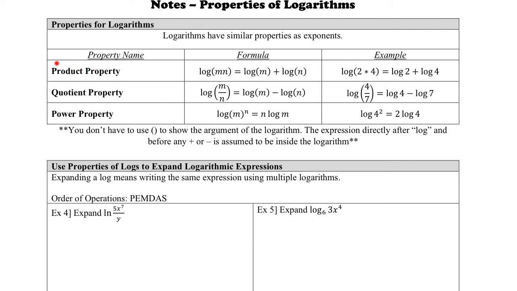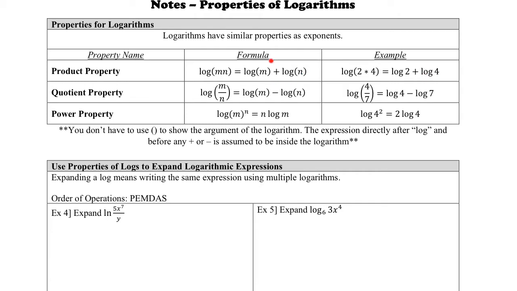We have the product property, which we can use when the inside of a log is being multiplied together. If you have one single log with two multiplied things inside, you can split it up into two separate logs by addition of one argument and the other one. Here's an example. The log of 2 times 4, I can split up into log of 2 plus log of 4.